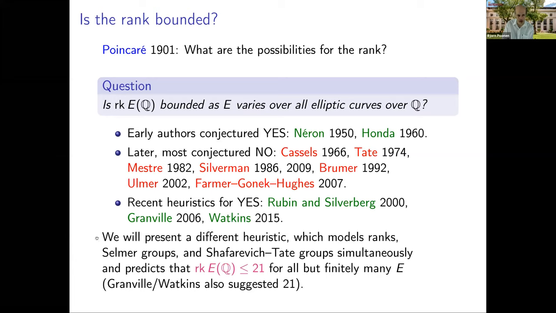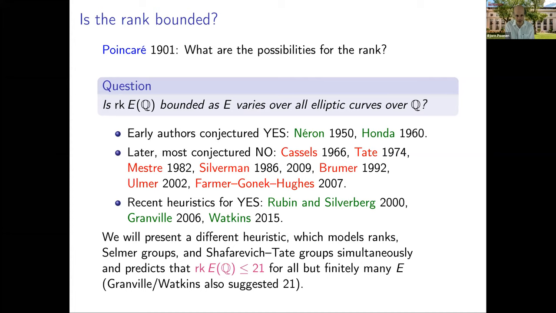What I'm going to do in this talk is present a different heuristic, which tries to not just study ranks in isolation, but to study a complete package, where you look at ranks and all sorts of other invariants attached to an elliptic curve. The idea is that maybe you can find a simple model that predicts everything together. If you're predicting many things at once, you can try to corroborate it with theorems about the various pieces, so you have more ways to check it, and maybe more confidence that these predictions are correct.